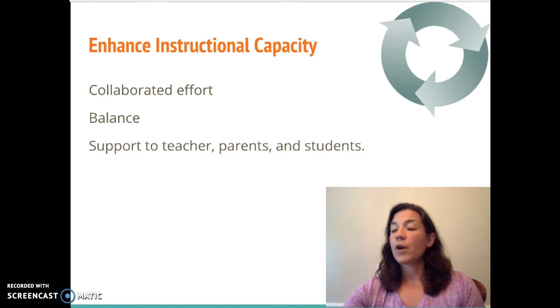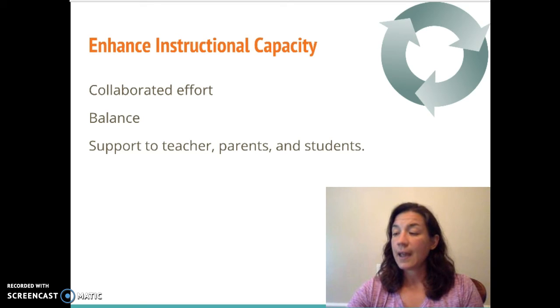Lastly, a principal must always strive to enhance instructional capacity. In this case study, the principal worked to collaborate with the administrative team, with the families, and with the teacher to build an action plan. There was also a balance that the principal needed to maintain between the concerns of the family and the protection of the teacher. To actively enhance instructional capacity, in this case, the building principal had to be supportive to all the individuals involved, which meant gathering all of the information and developing a plan to ensure a positive result for all members.